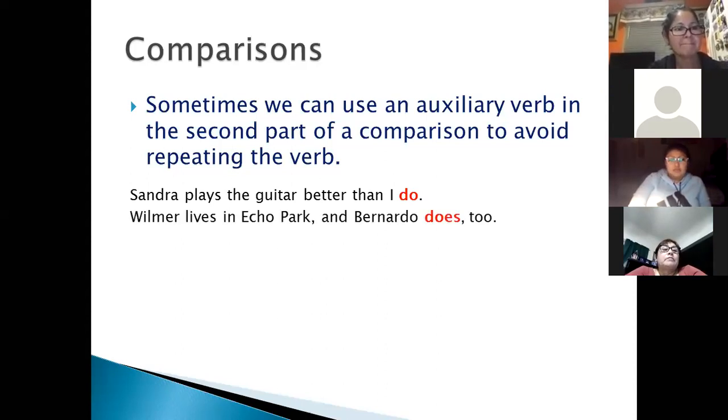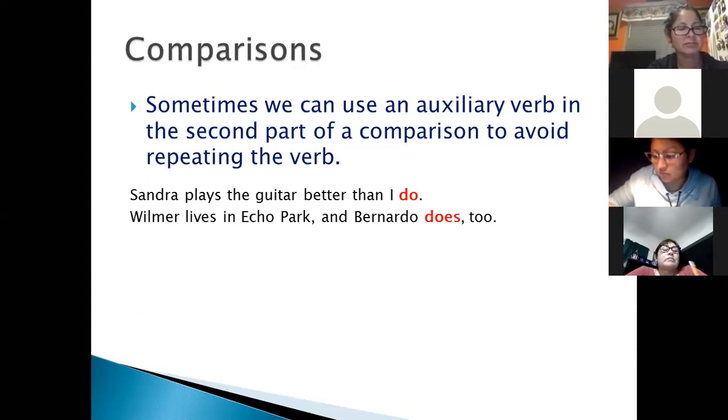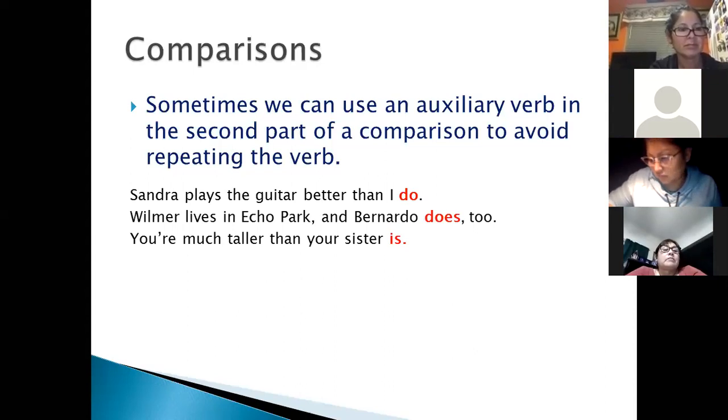Wilmer lives in Echo Park, and Bernardo does too. Right? Remember too and either and neither that we learned in level 2 for the first time? I do too. Remember that? You are much taller than your sister is. Now, of course, I don't have to say is. And most of the time I don't, right? Most of the time I just say you are taller than your sister. Period, no more. It's okay, no problem.